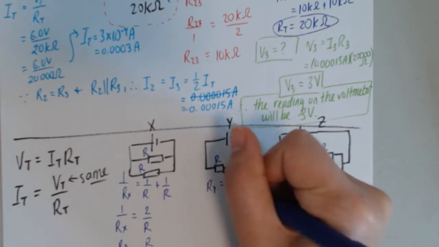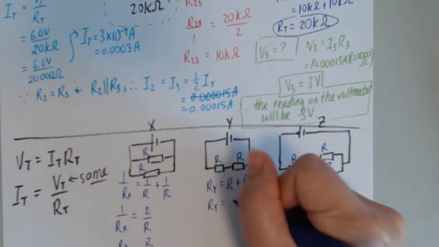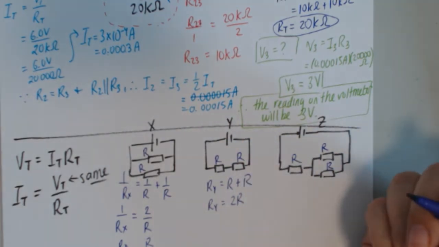R sub y. These two resistors are in series, so we do R plus R. So R sub y is equal to 2R. That was pretty easy.